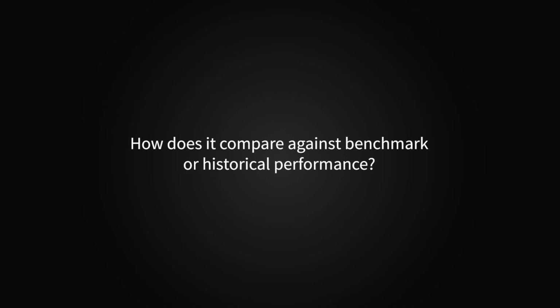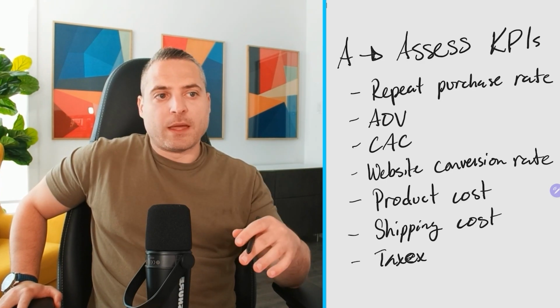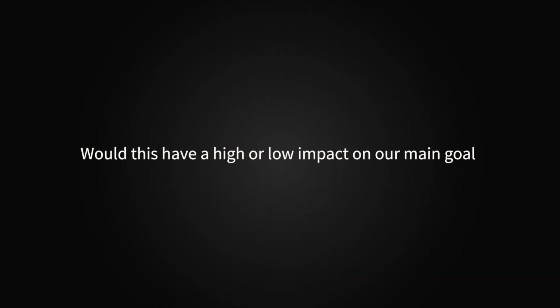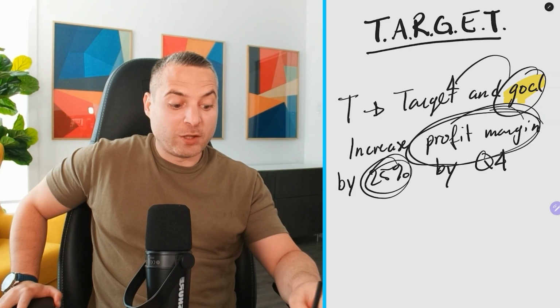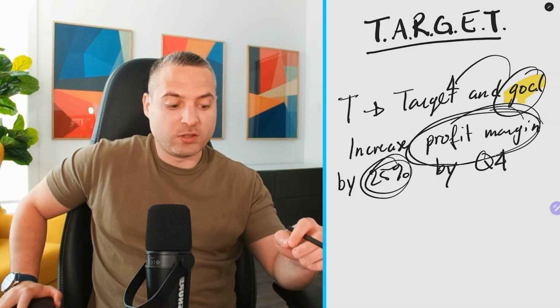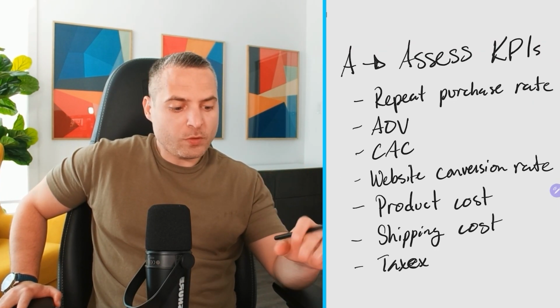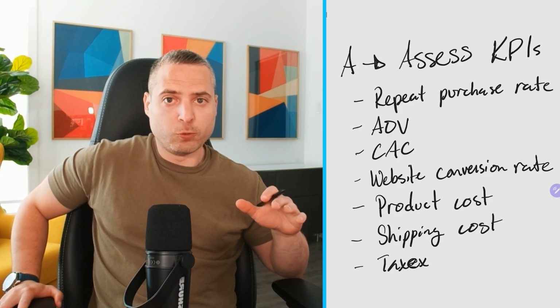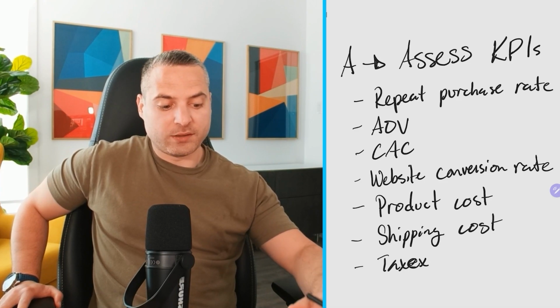Also, how does it compare against benchmark or historical performance? If it had a big dip recently, it might be important to look into it. And also, if improved, would this have a high or low impact on our main goal here, which is again to improve profit margin by 25%? So we're not after small opportunities here. We're after big opportunities. And also by Q4, so do we have the time to address those issues? Again, this framework is to keep you focused. So by having those constraints, it will keep your analysis focused.